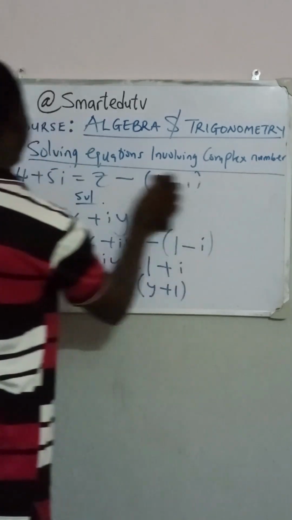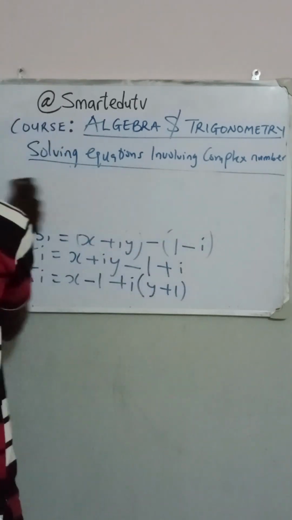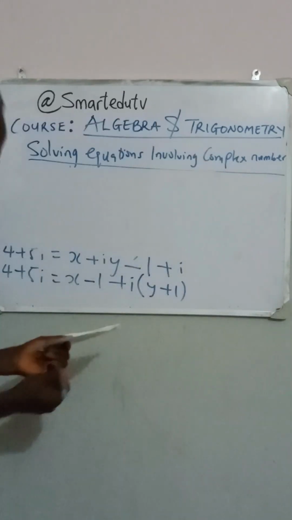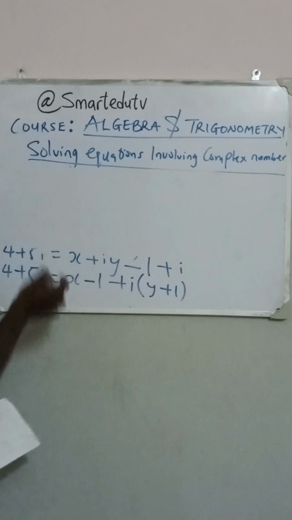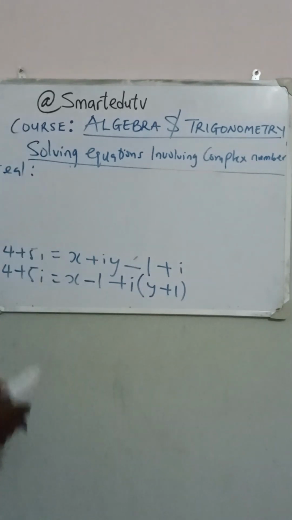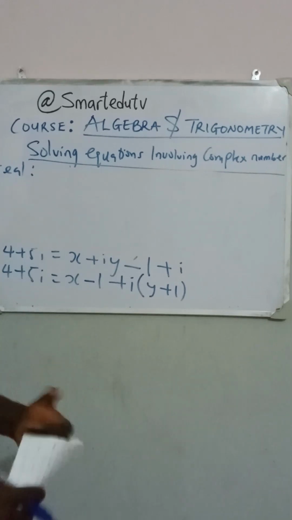What are we trying to say? So let's look at this. Comparing these two sides of the equation. Let me start with the real part. I want to compare the real part. The real part is that part that doesn't contain i.